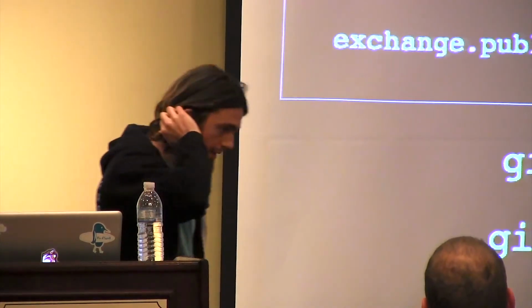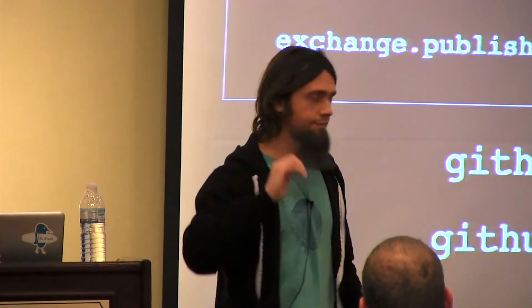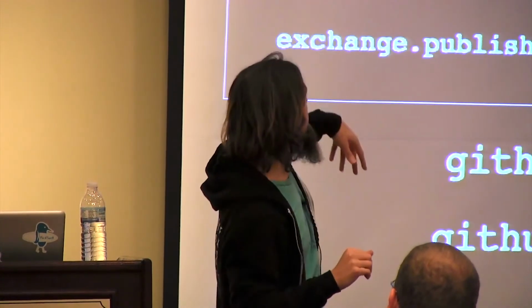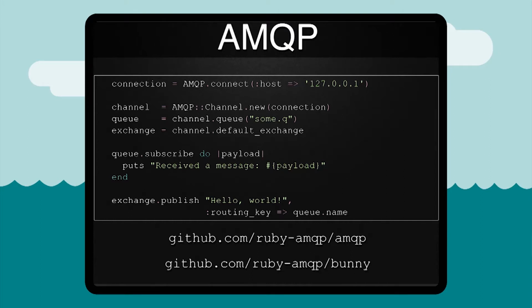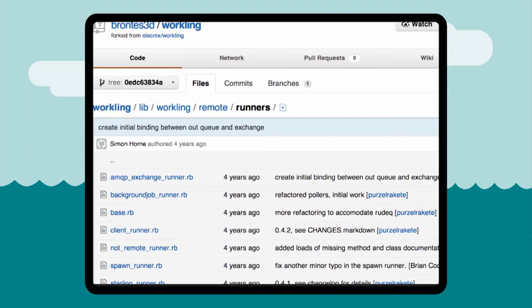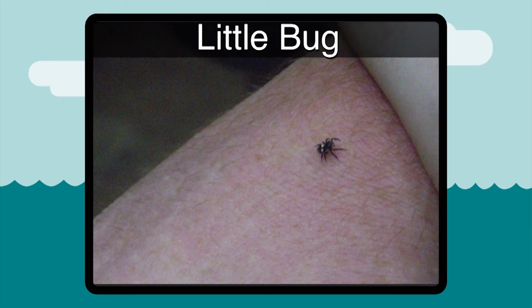And the protocol that RabbitMQ speaks is called AMQP. So I'm not going to explain this exactly, but this is some code for speaking AMQP. It's slightly more complicated than the simple push and pop that you get with Starling. Those are two libraries for using AMQP, if you're interested. And then some nice guy, before the existence of GitHub, on some SVN repository had written this AMQP exchange runner for Workling. So all we had to do was swap out our Starling runner for our AMQP runner, and we thought we'd be good to go. Had a little bug.